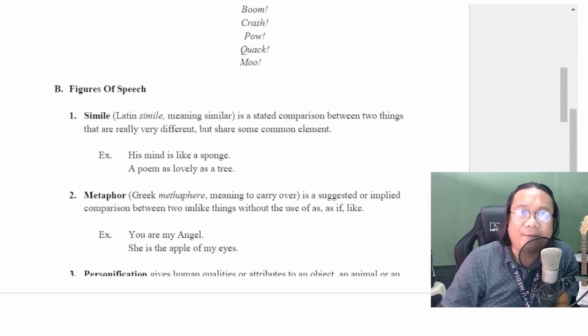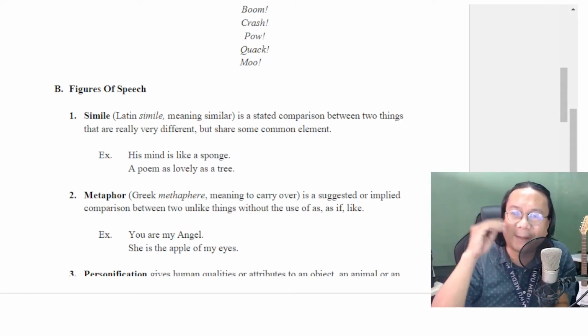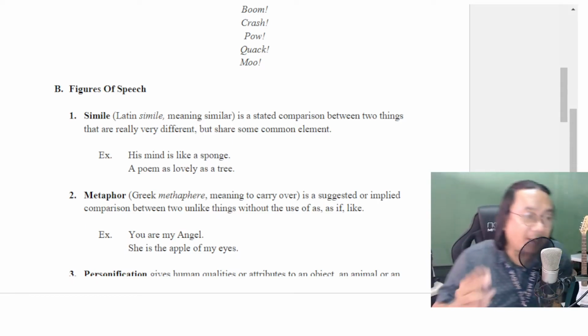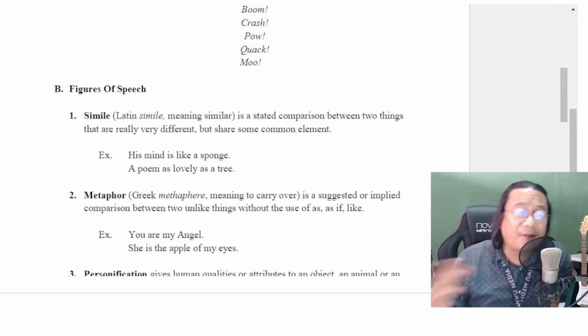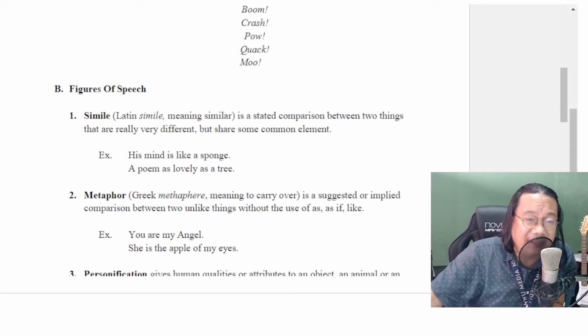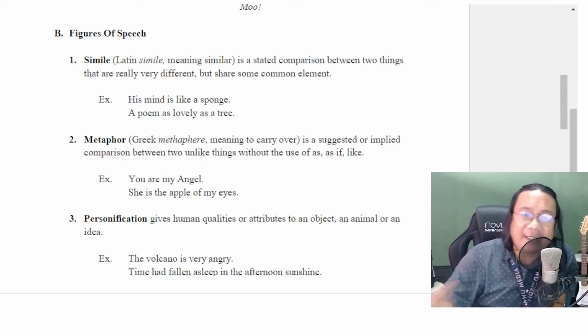For example, if you are falling in love with the trees, ganyan, or my mind is about to explode with ideas, those are figures of speech. But there are a lot of types of figures of speech, and we'll be discussing them right now. The first one is simile. Simile is from the Latin word simile, meaning similar. It is a stated comparison between two things that are really very different but share one common element.